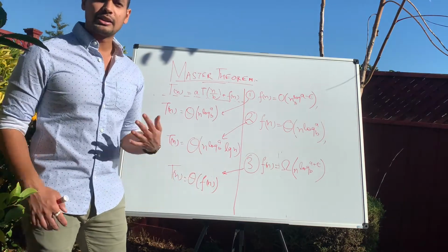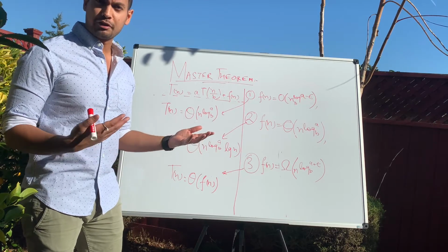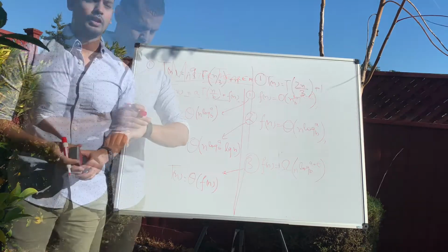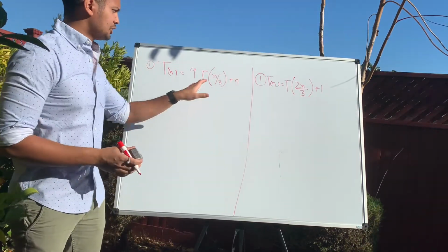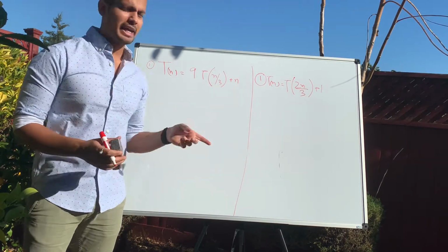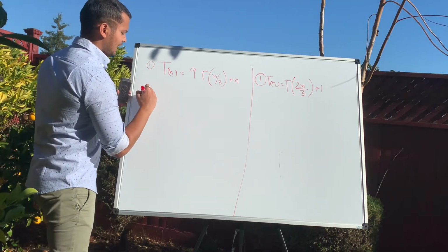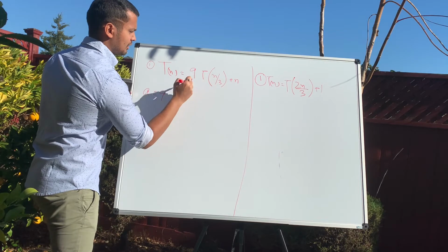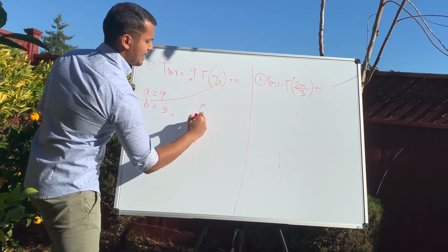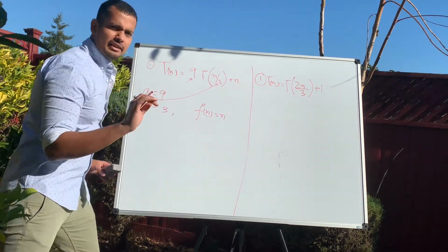Now we'll look at some examples of solving some recursive questions using Master Theorem. Let's start with these two simple cases where we try and use Master Theorem to solve them. So in the first case, you can see that a is equal to 9, and b is equal to 3. f(n) is equal to n, right? Now let's go to the transformation.